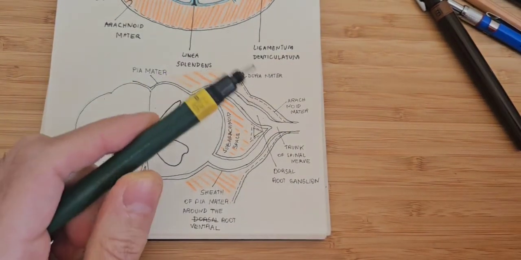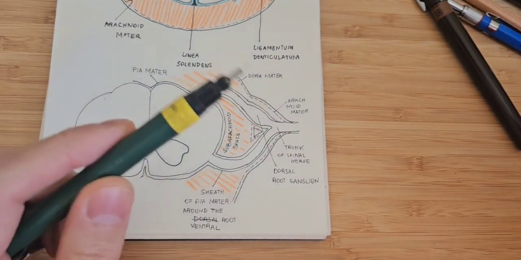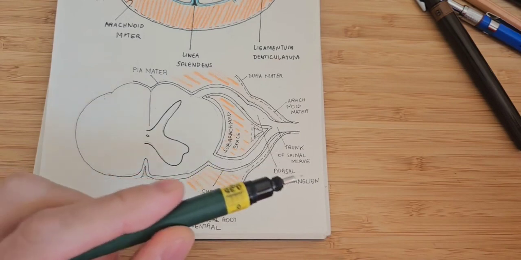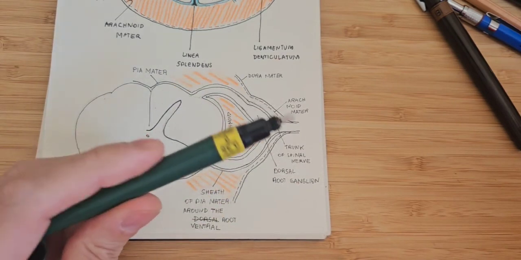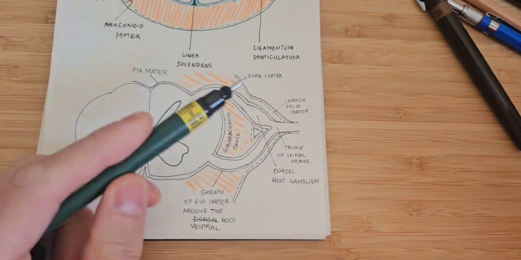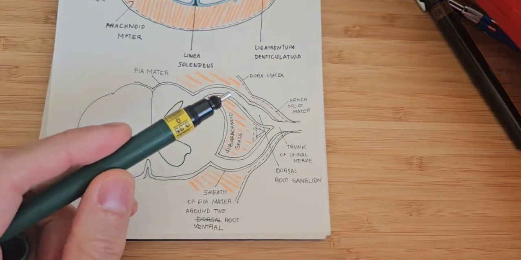And tears in the arachnoid membrane can usually result in subdural hematoma or subarachnoid hemorrhage, depending on the location and severity.